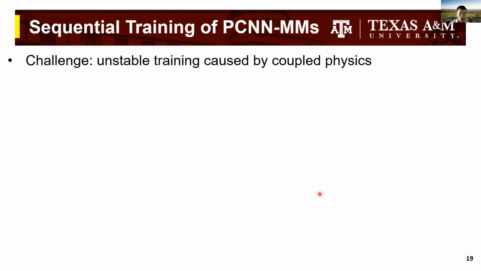And then we switch our focus to this multiphysics problem, because a lot of microstructure evolution problems are multiphysics, and a lot of engineering problems are multiphysics, and the multiphysics problem could be more challenging for PINNs to solve. And the challenge comes from the coupled physics, because they will cause unstable training.